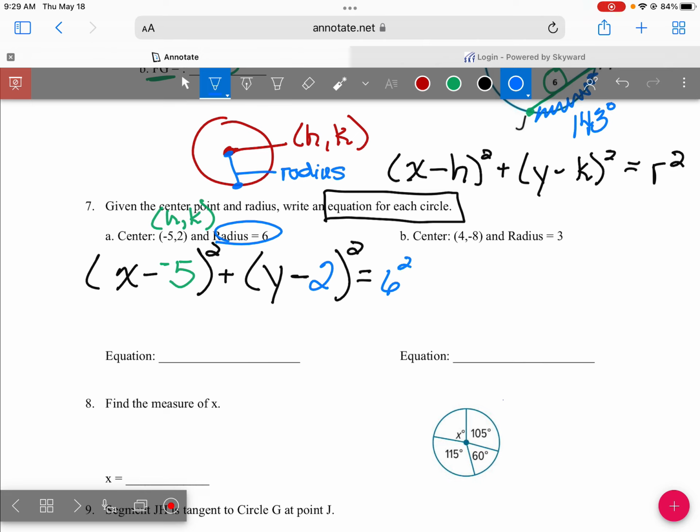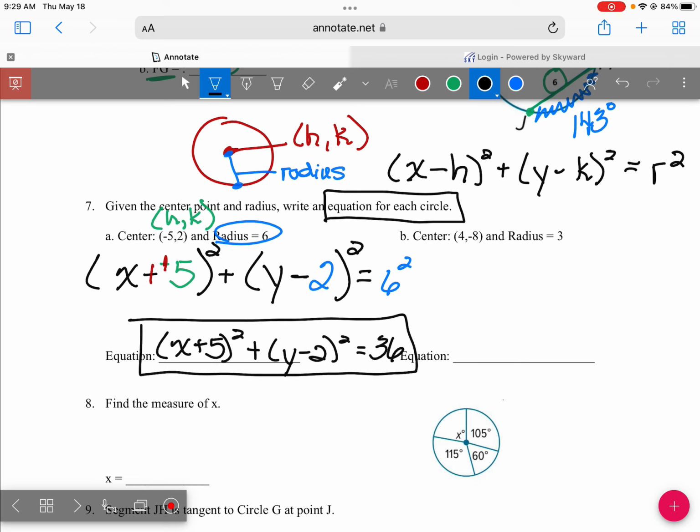Does that turn into a positive? Yes, we have to clean this up a little bit, and Chase is right. We cannot have a double negative. So we change this to adding the opposite, which makes it x plus 5. So I'm going to rewrite it and say x plus 5 squared plus y minus 2 squared equals, and 6 squared is how much? 36. That is your final answer. Okay.